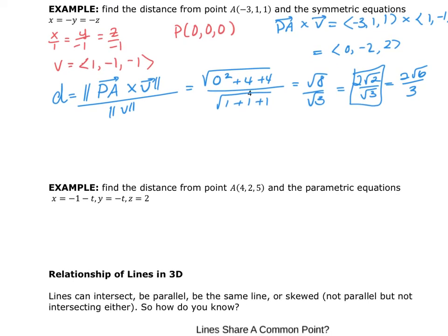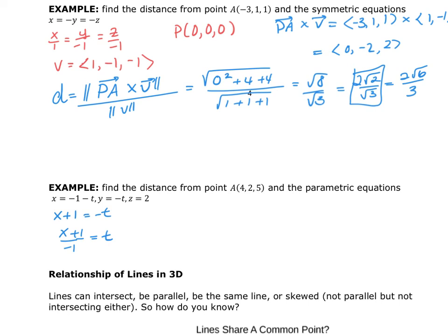Now, let's find the distance from the point A to the line with parametric equations x is equal to -1 minus t, y is equal to -t, and z is equal to 2. This one's slightly different. So the first thing I'm going to do is write it in symmetric form, and that allows me to find the vector v that I need. To write it in symmetric form, I'm going to solve for t. So my first one, I'm going to have x plus 1 is equal to -t, so x plus 1 divided by -1 is equal to t.